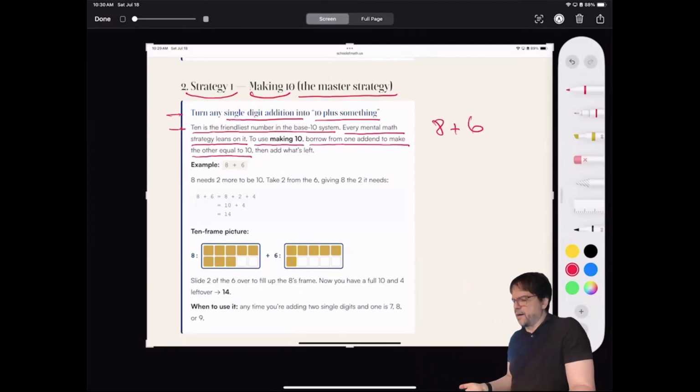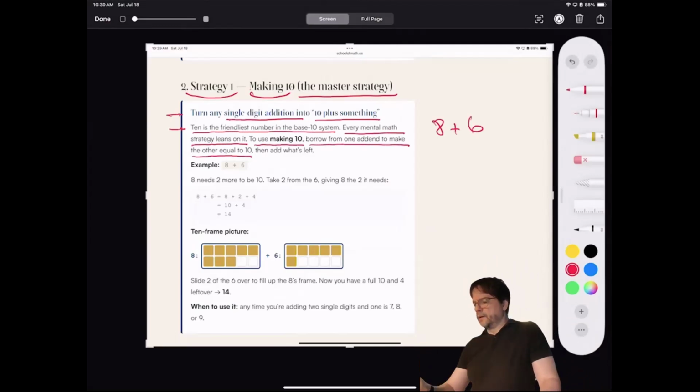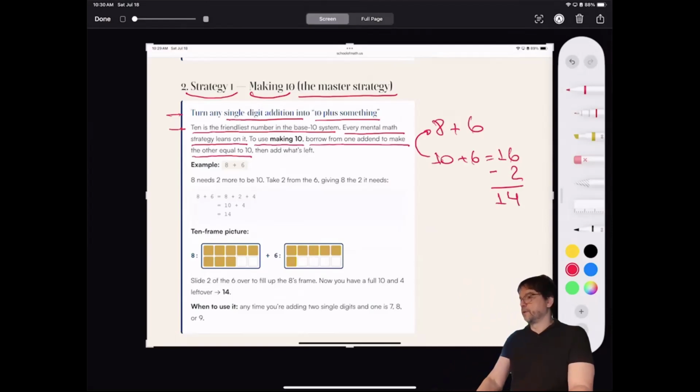Let's suppose it's hard, okay? Look, 10 plus 6 is 16. Do you agree? But 8 is 2 less. Look to the screen, please. 8 is 2 less, so I subtract 2 here, getting 14. Do you agree? Is that okay?